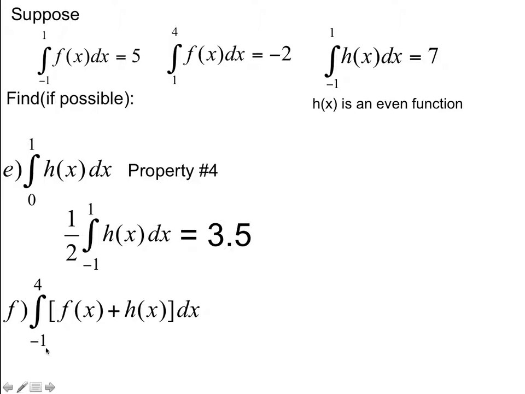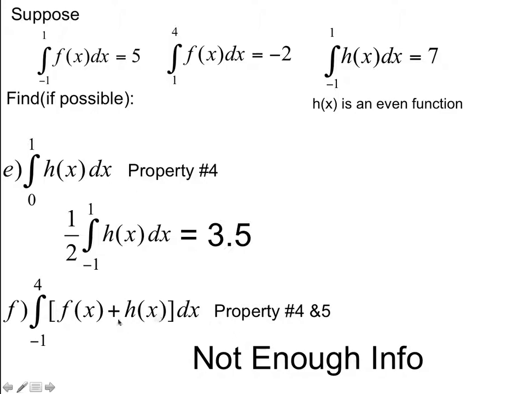Oh, I have an example F. Whoops. So let's go from -1 to 4. And let's add f of x to h of x. So it's a property 4 and 5, it's a combo again. And I could split those from -1 to 4 of f of x. We can do that. We did that before, that's a 3. But then I have from -1 to 4 of h of x, and I don't have that information. I only have up to +1. So from 1 to 4, I'm missing that piece of information, so I cannot determine an answer for F either.